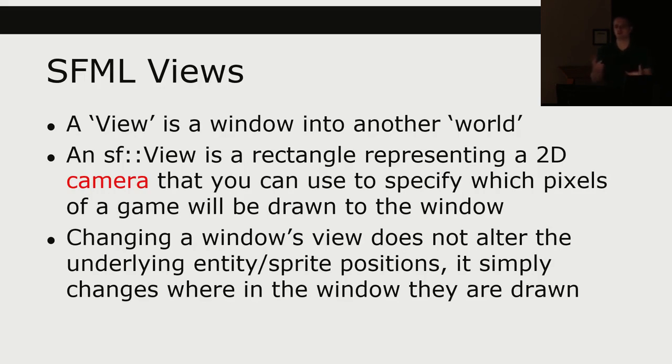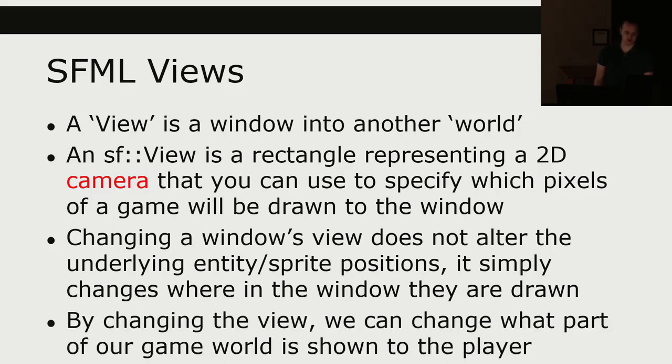So if you really think about it, you could accomplish a camera system in one of two different ways. One would be the way that we're talking about. Keep all of your entity positions where they are in the game world and then move the camera around. But you could also think about fixing the camera and then moving every entity in the game around, right? Which one seems easier to you? I think I'd rather keep all the entities where they're supposed to be. So by changing the view, we can change which part of our game world is actually shown to the player.